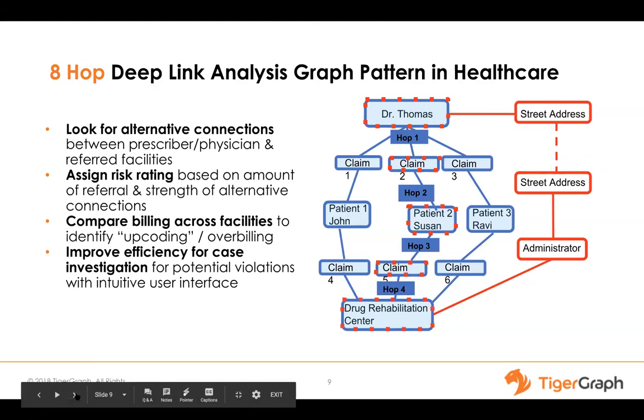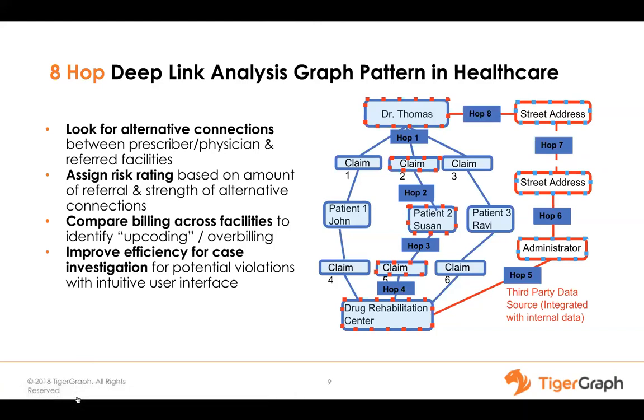And going along the graph, you'll see that the drug center is related to a claim. And then the third-party data will link the administrator with the drug rehab center. And the administrator has an address for his facility, and the address will link back to Dr. Thomas. And this is what we call a fraud ring.